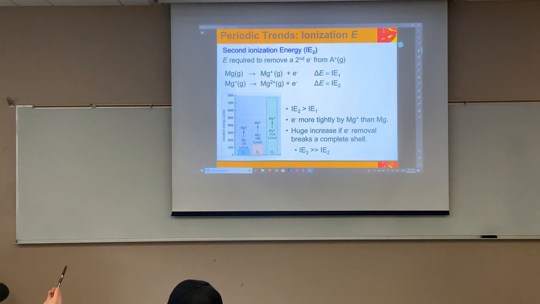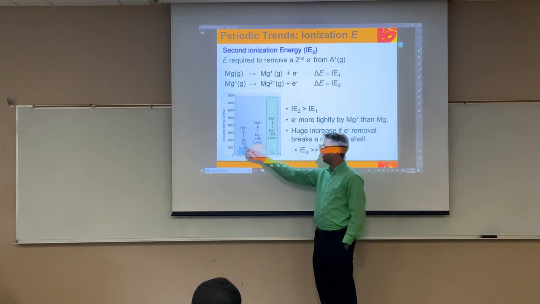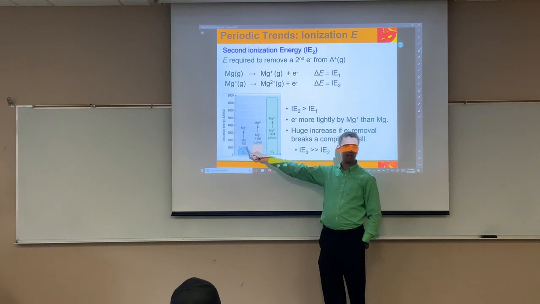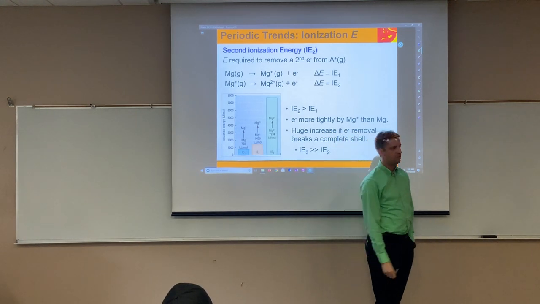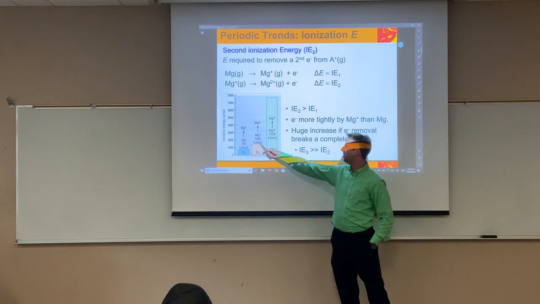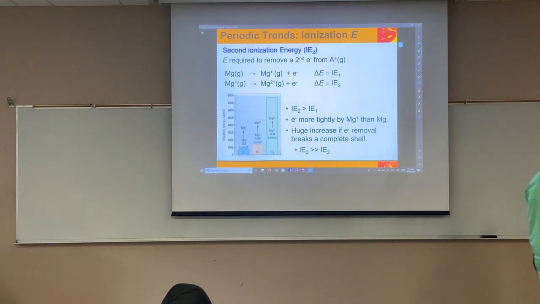What is this telling us, okay? It takes about 750 kilojoules to remove that first electron. It takes about twice as much energy to remove that second one, right? And then from here to here, there's a massive increase, about six times more difficult to remove that third electron.